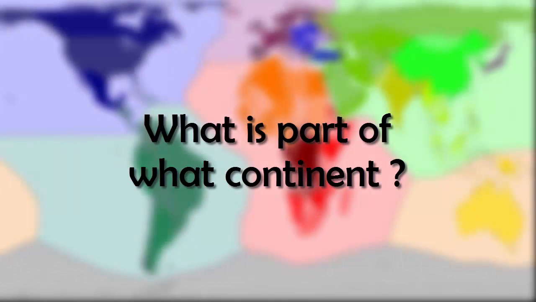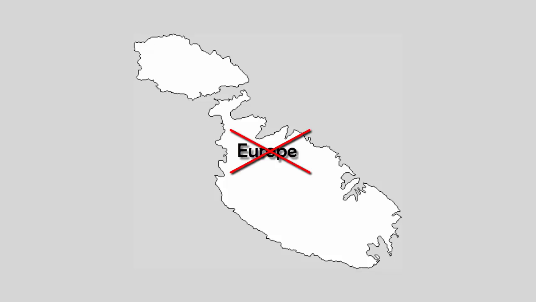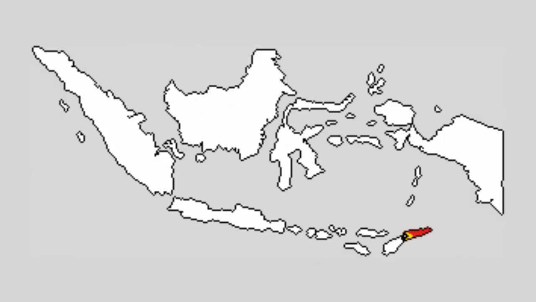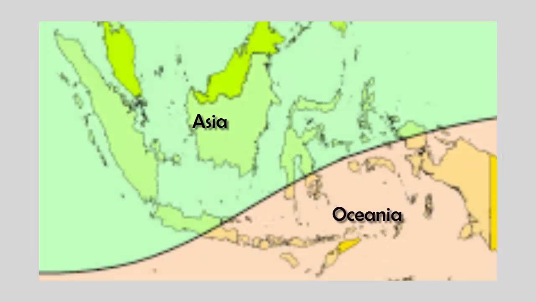What is part of what continent? If you're like me and you like obsessing over the fact that Turkey is both in Europe and Asia, that Malta isn't Europe, it's Africa, and that Indonesia is split between Asia and Oceania, then congrats, because this video is for you!